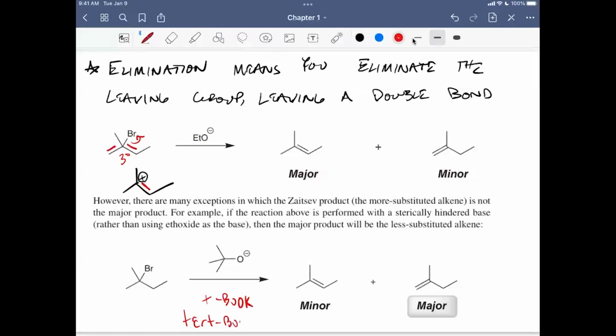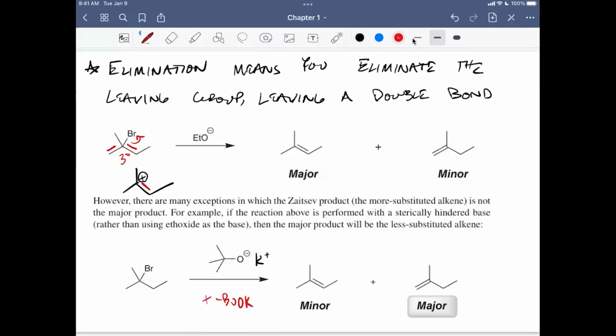Tert butyl, and then you have that oxygen that is bonded right here, and then you have this spectator ion, that potassium. That is t-BuO-K, or t-BuOK, and it looks like this structure right here. And you would have that K plus as well. So when you have that, the major product for that will be the least substituted carbon.